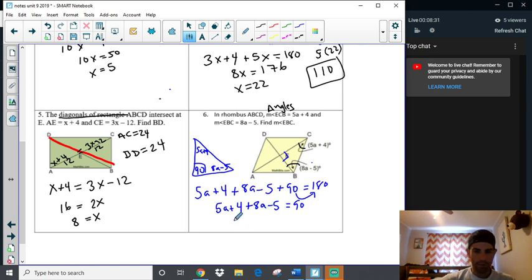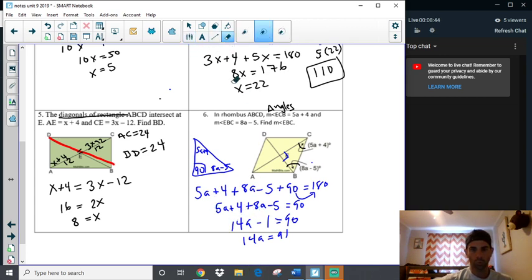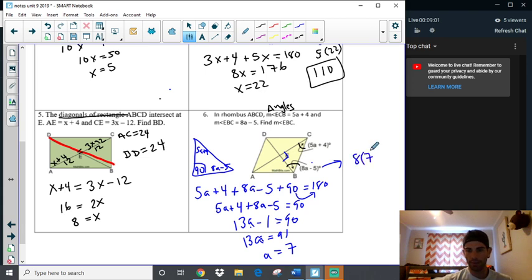So now what we're going to have is 13a minus 1 equals 90, 13a equals 91. So that means a is equal to 7. Now they said to find the angle EBC. 8 times 7 minus 5 is 51. So there you go for number 6.